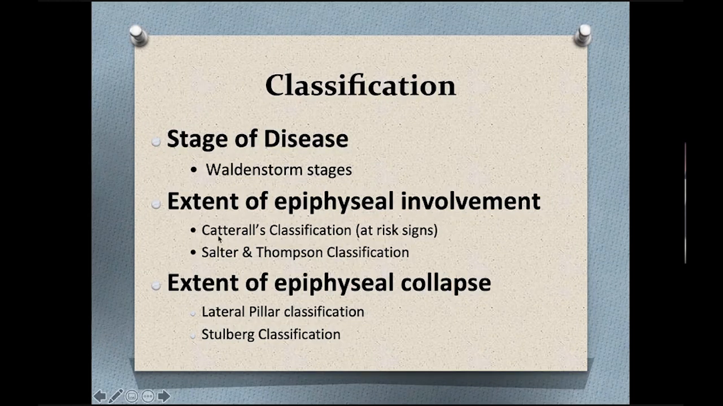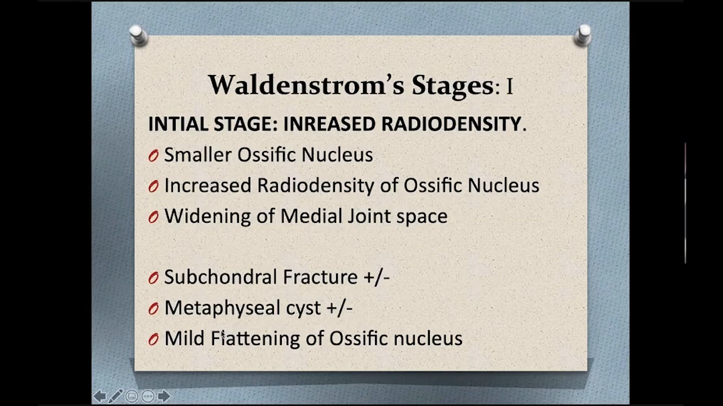Here, Catterall's classification of 1971 is most popular. And then the Salter and Thompson, introduced in the 80s. And another is the extent of epiphyseal collapse, the height of the epiphysis. When it collapses, that has again been classified by the lateral pillar classification and the Stulberg classification. Stulberg classification mostly shows the sphericity of the femoral head, and we will explain in a little more detail later.